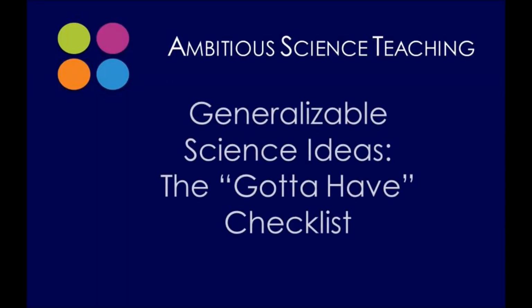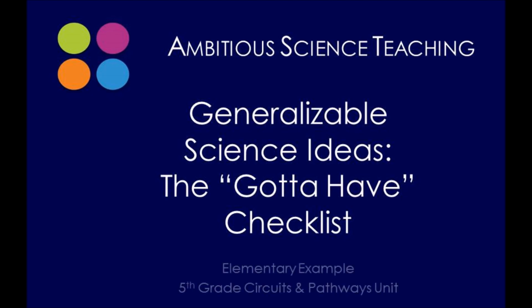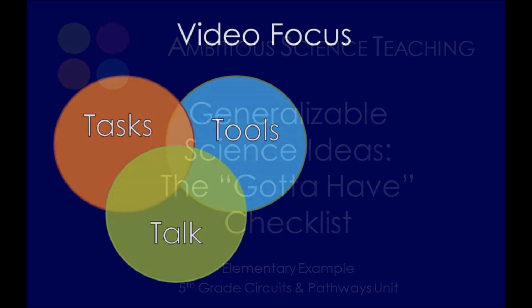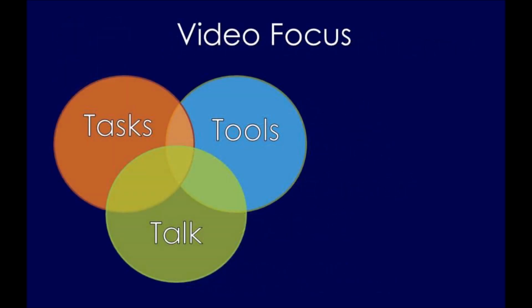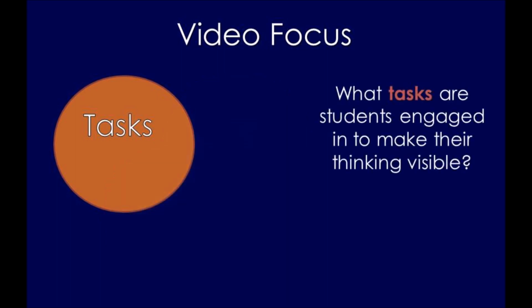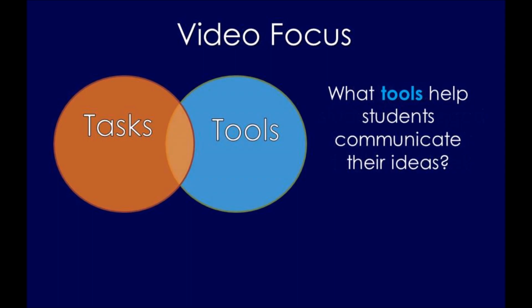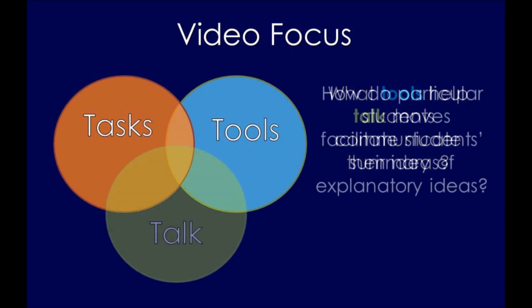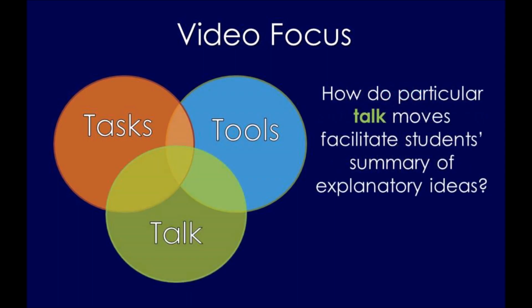This video shows one way for students to summarize the big unit concepts into a checklist of generalizable ideas to later help them write evidence-based explanations. Task talk and tools play critical roles throughout this lesson. As you watch, observe what kinds of tasks students are engaged in to make their thinking visible. What tools help students communicate their ideas? And how do particular talk moves facilitate students' summary of explanatory ideas?